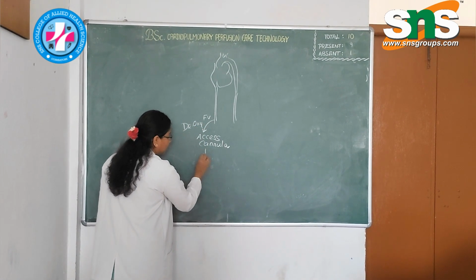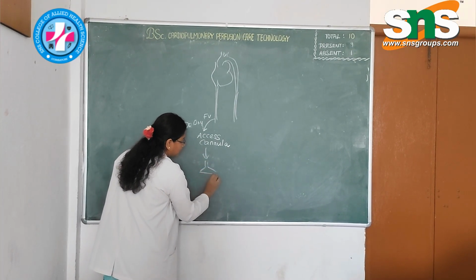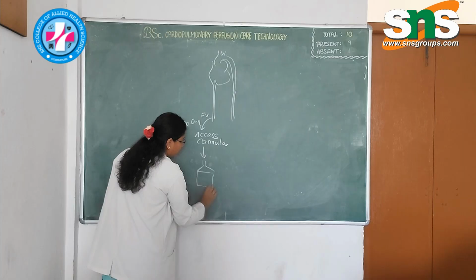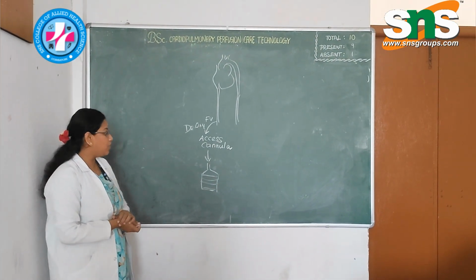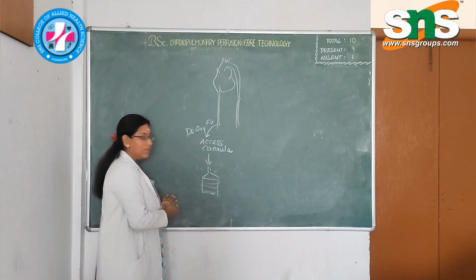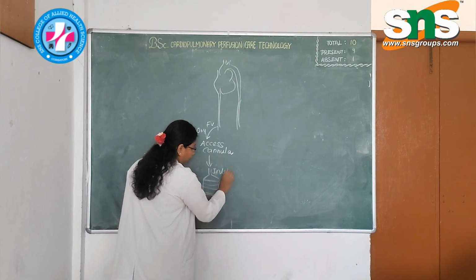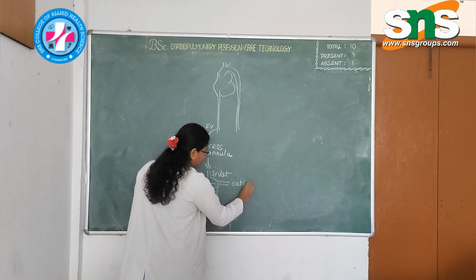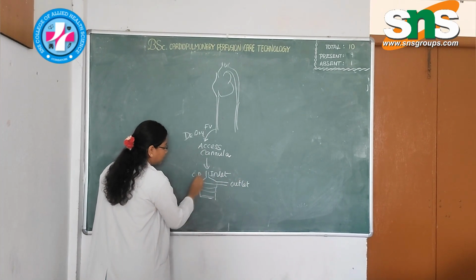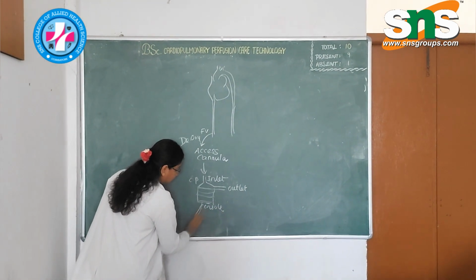This access cannula will send the blood to a console, which is called a centrifugal pump. Why? Because for extracorporeal membrane oxygenation, we are using a centrifugal pump so that it will not cause any further hemolysis. The blood enters through an inlet and exits through an outlet. This centrifugal pump is supported by a console and the drive wheel.